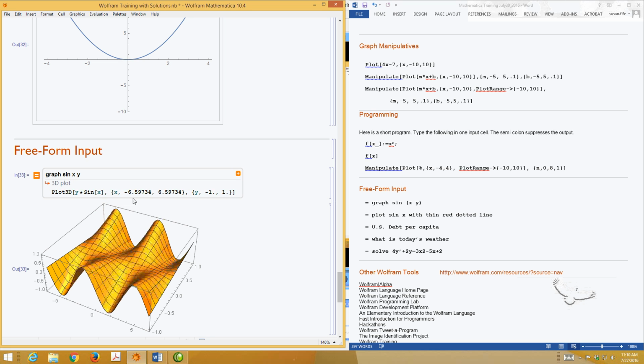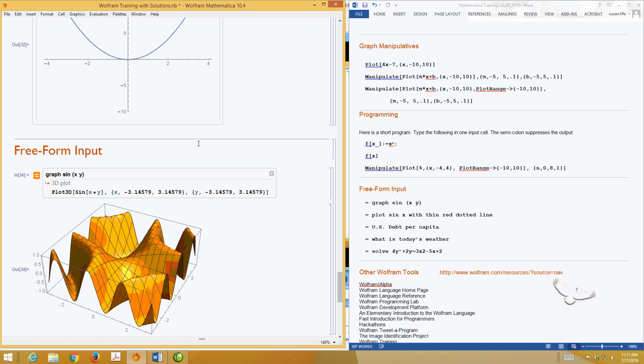And it assumes that you want this as x goes from negative 6.6 to 6.6 and y goes from negative 1 to 1. So if this isn't the correct graph, you could either go up here and adjust this to put the x times y in parentheses, or you could click on the Mathematica language. Notice that it says replace the cell with this input, and then you could adjust it so that the y is inside the sine.